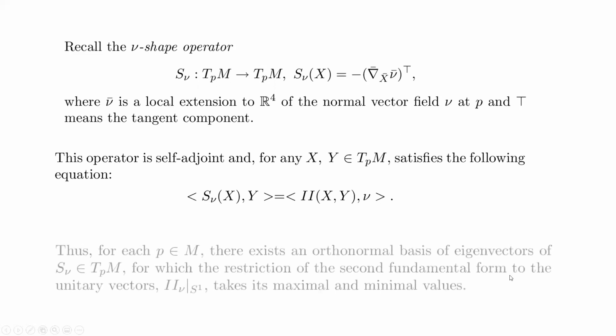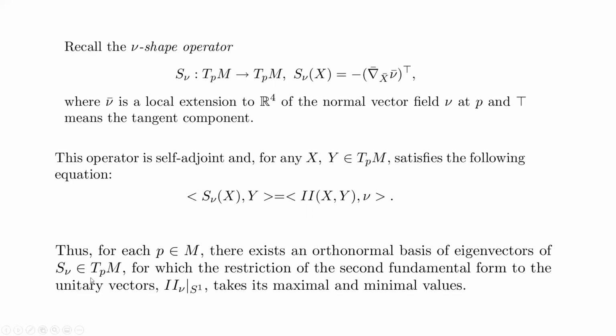Okay. Very good. And then this relation allows to say the following. There exists an orthonormal basis of eigenvectors of this operator, for which the restriction of the second fundamental form to the unitary vectors takes extremal values, maximal and minimal values. Look, this is something similar to what happens in R3. That's the same idea, but here in R4 with respect to a normal nu, okay? So we have more codimension, but if you restrict to a normal field, we have a similar construction when you work with quadratic forms and whatever.